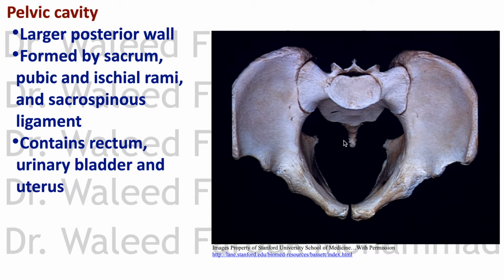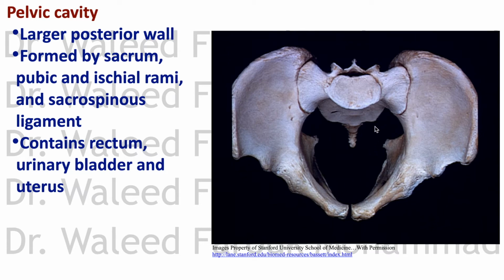It has a median curve, okay, and is formed by the sacrum, the sacrospinous ligament. This is important in multiple choice questions. Sacrospinous ligament, because it's more ventral than the sacrotuberous, the one behind it. Sacrospinous ligament is part of the wall. The pubic rami and the ischial rami and the coccyx at the back, the sacrum and coccyx at the back. These are the boundaries of the pelvic cavity.